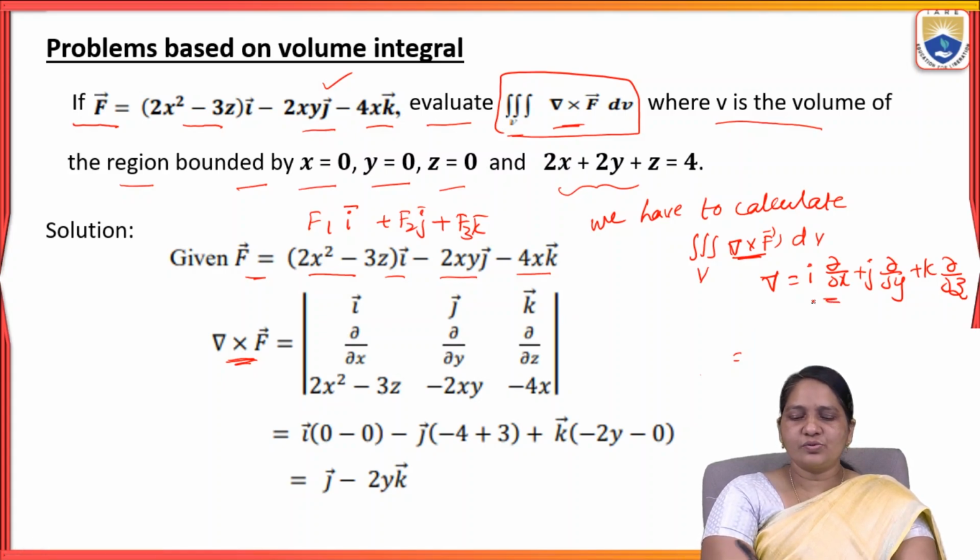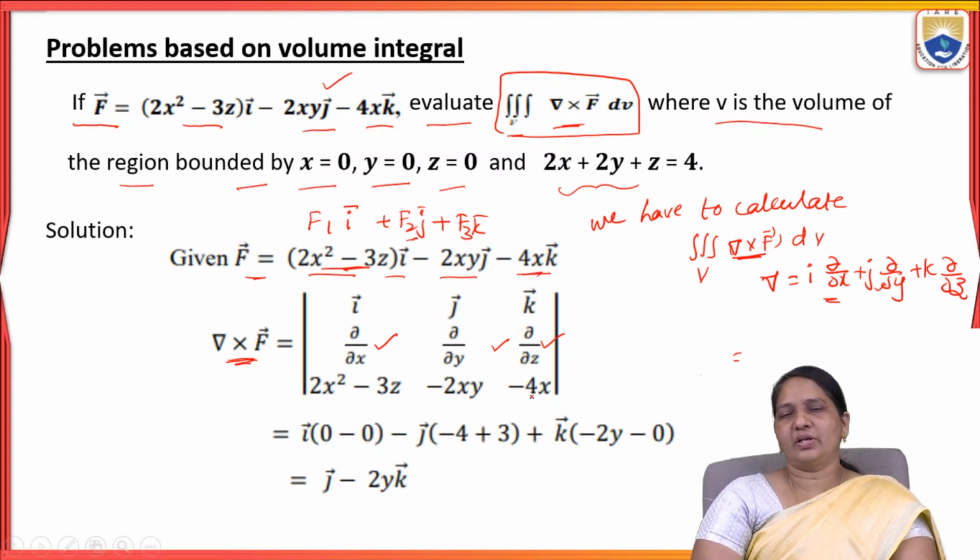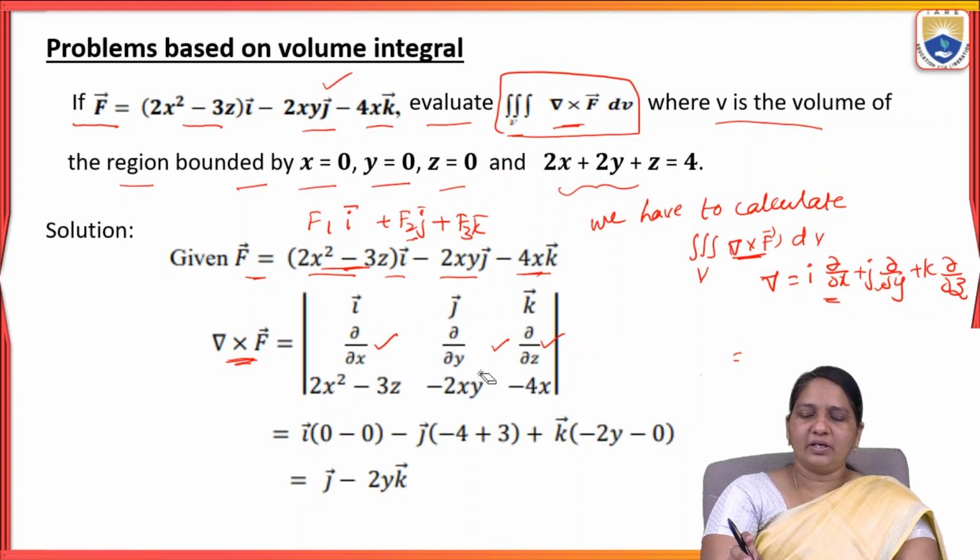So i quotient is dou by dou x. j quotient is dou by dou y. k quotient is dou by dou z. And here F1 is 2x square minus 3z, F2 is minus 2xy, F3 is minus 4x. Now we are going to calculate the del cross F value.